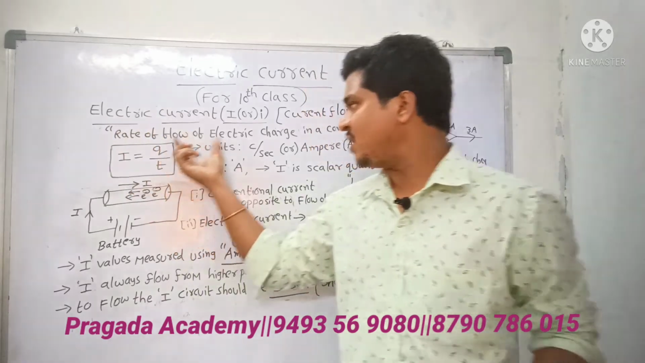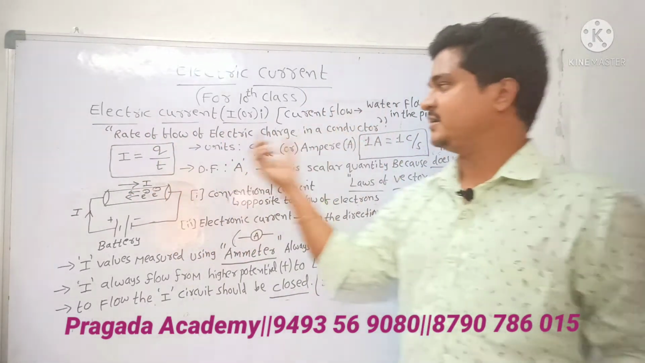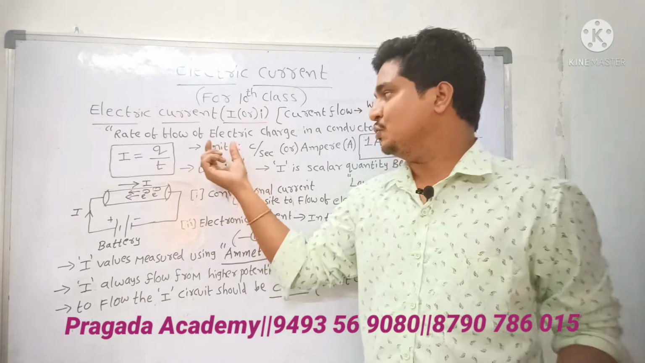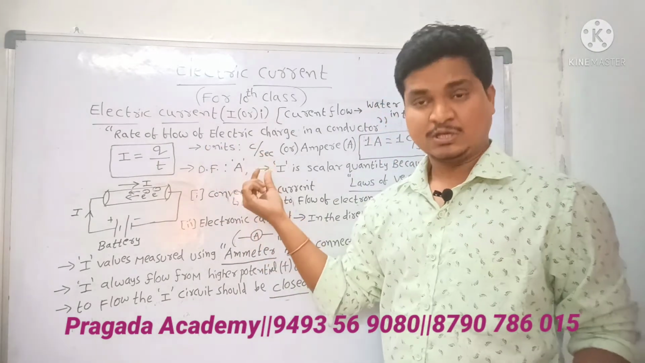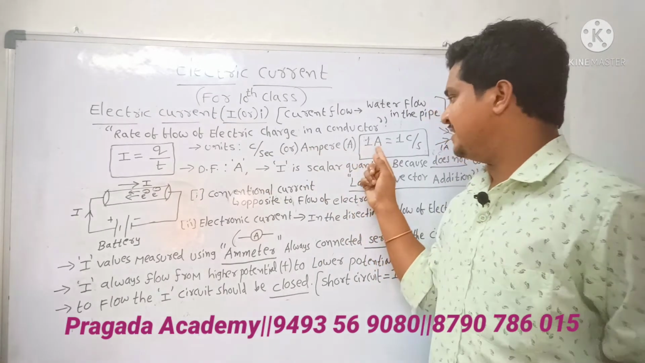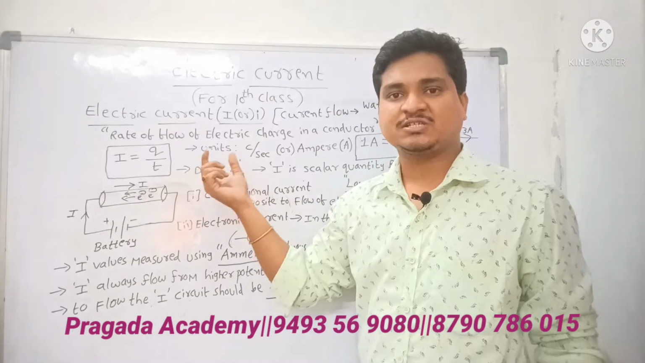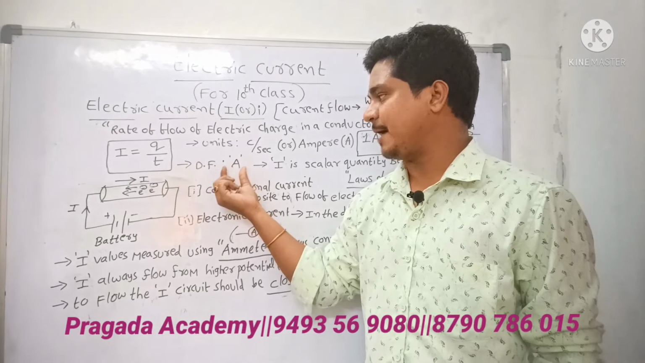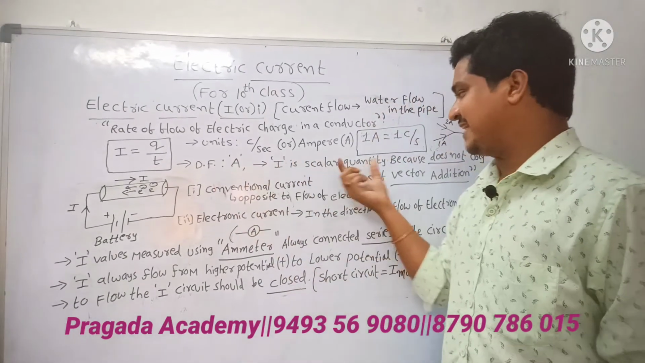So the rate of flow of electric charge in a conductor is nothing but electric current. Units will be coulomb per second, or ampere. So 1 ampere is nothing but 1 coulomb per second. Formula for electric current is I, capital A. And I is a scalar quantity.